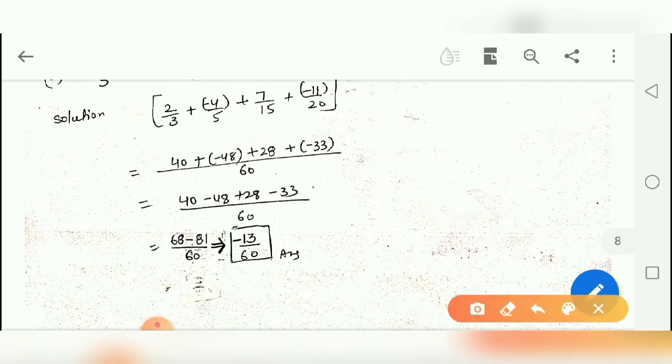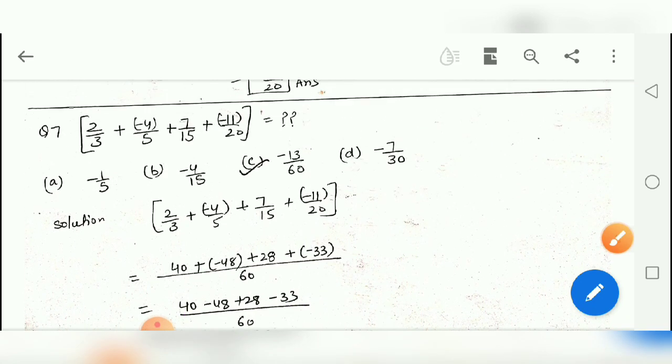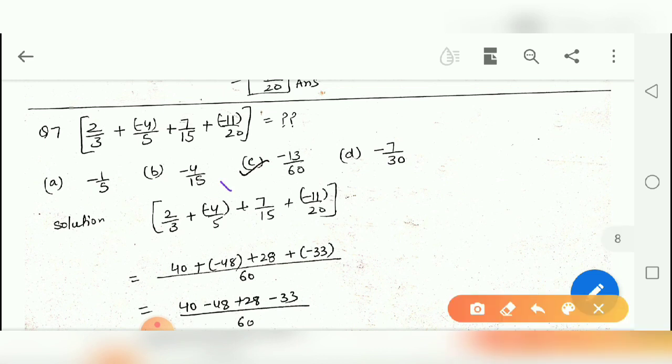here in this step it is 40 minus 48 plus 28 and minus 33. Now for the next step we will add these two positive numbers and these two negative numbers. The 40 plus 28 will be positive 68 and negative 48 plus negative 33 is negative 81. Now we will solve this numerator and get negative 13 upon 60 as the answer. So here I have taken the C part, which is the correct option.